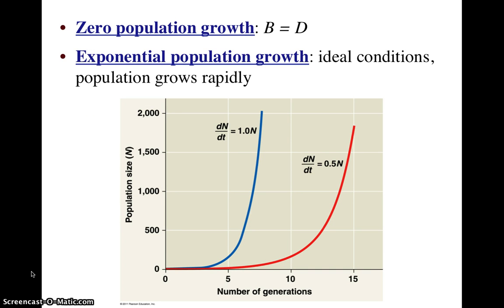So here you go. Okay, there's two situations when we're talking about population size. Well, one, we have zero population growth. That means there's no gain. The birth rate equals the death rate. So however many people are born equals however many people died. Okay, that's zero gain. And the second one is exponential population growth.